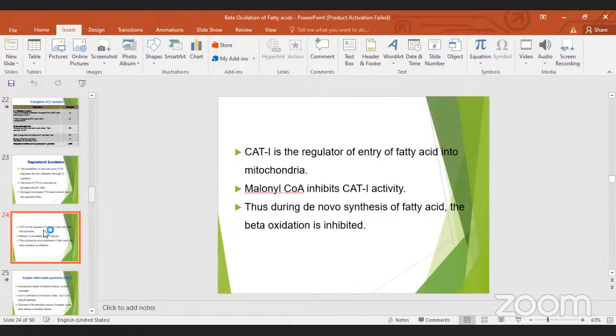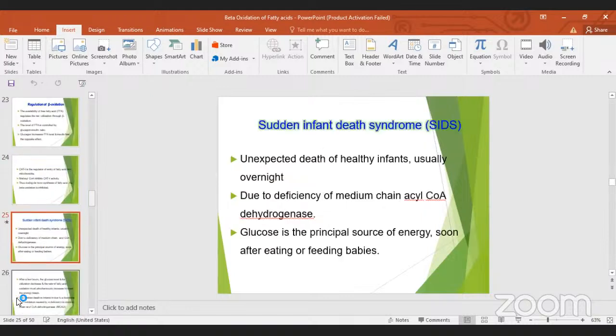Malonyl-CoA inhibits CAT1 activity. Thus, during the de novo synthesis of fatty acid, the beta oxidation is inhibited.